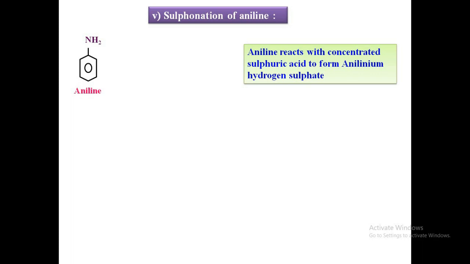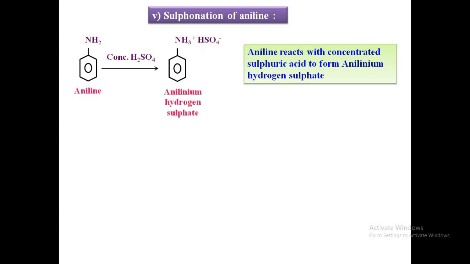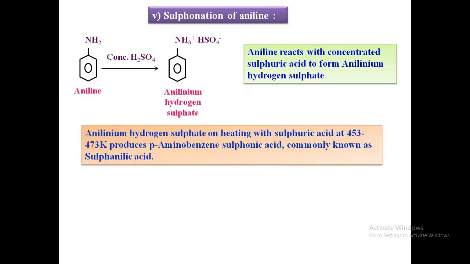When aniline molecule is reacted with concentrated H2SO4, it forms anilinium hydrogen sulfate. Anilinium hydrogen sulfate on heating with sulfuric acid at 453 to 473 Kelvin produces para-aminobenzene sulfonic acid, which is commonly known as sulfanilic acid.